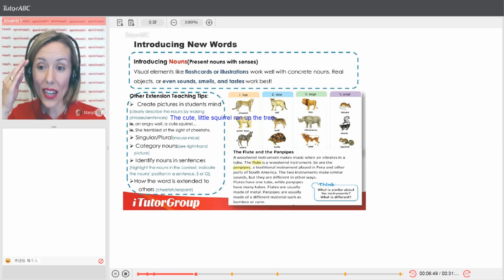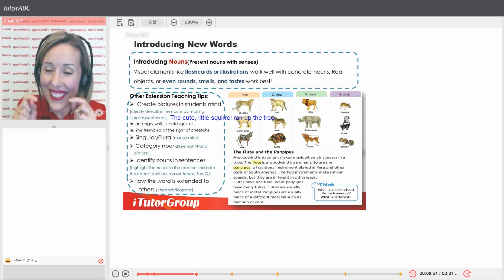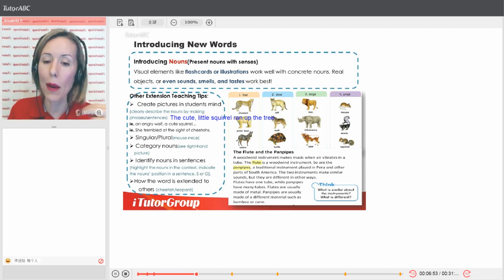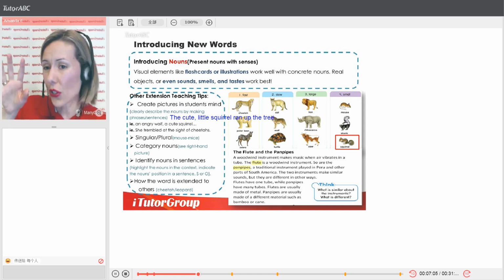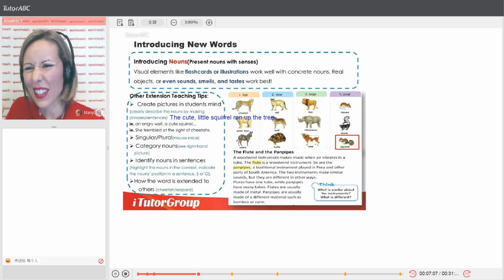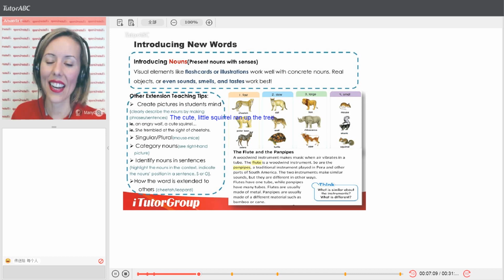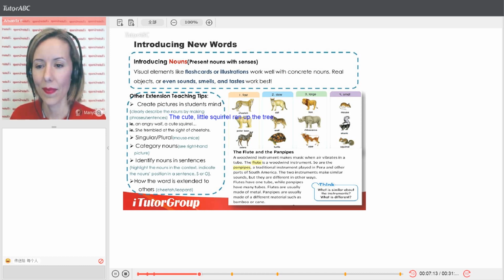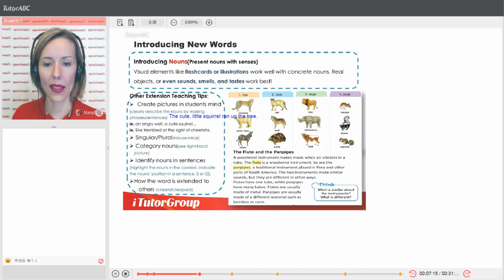So now they can picture in their mind a cute little squirrel climbing up a tree, and it'll help them understand what the word means because squirrels live in trees. So maybe they were thinking it was a mouse or a rat, but when they hear it ran up the tree and it's cute, rats aren't cute, then they'll start to understand, oh, I know what animal that means.